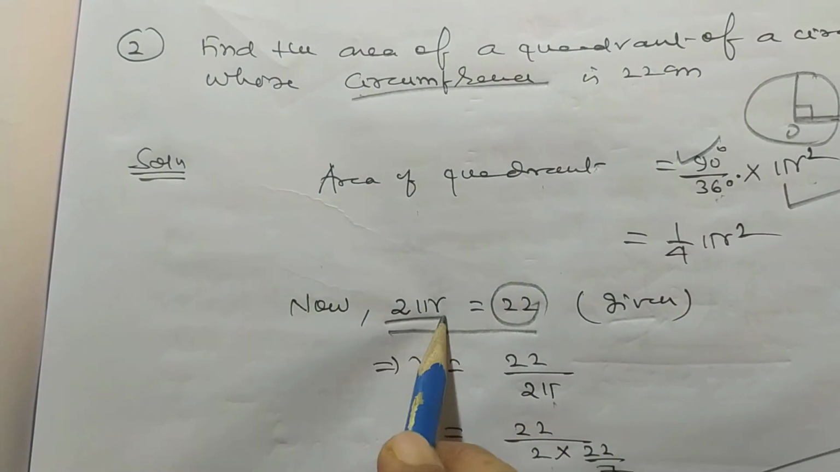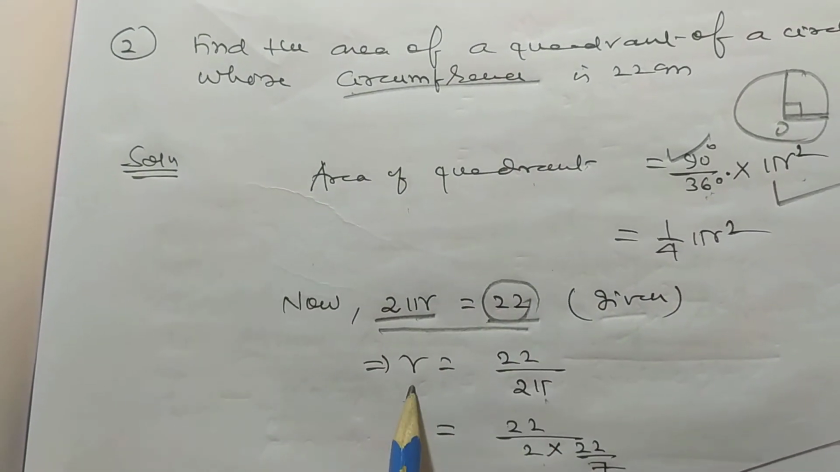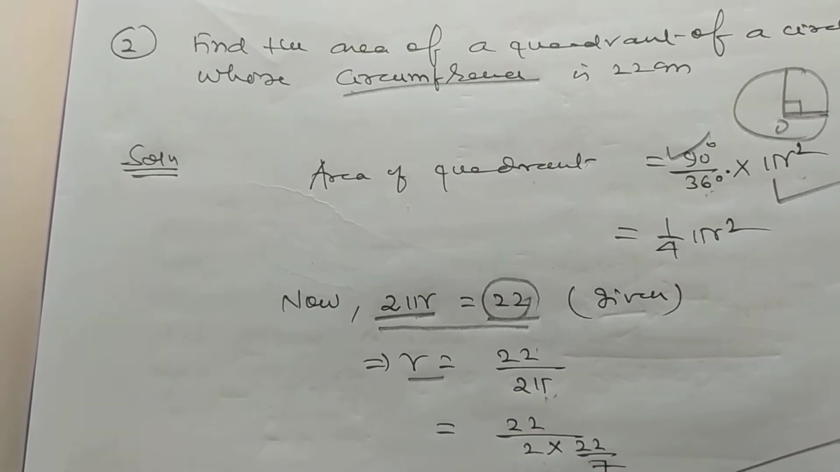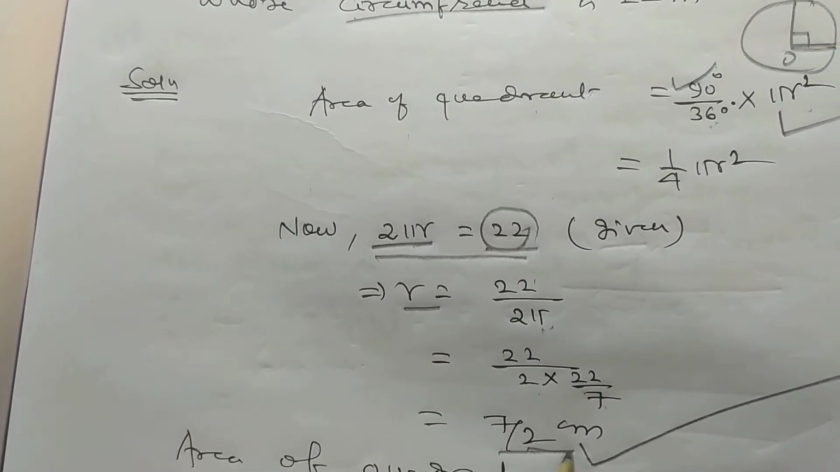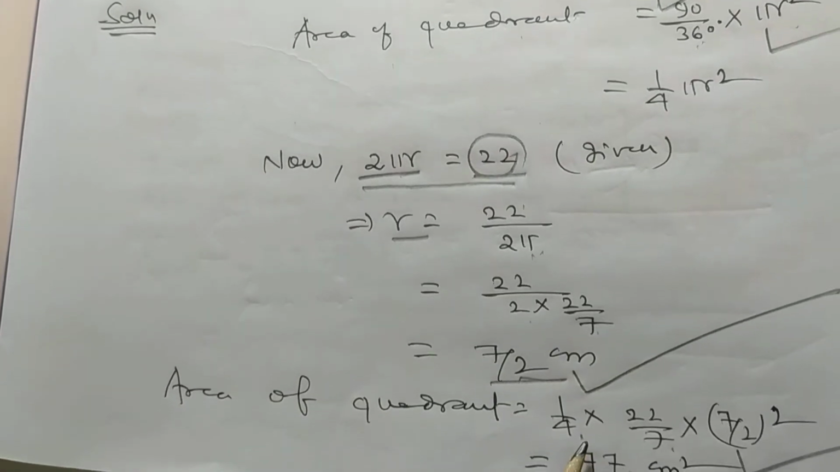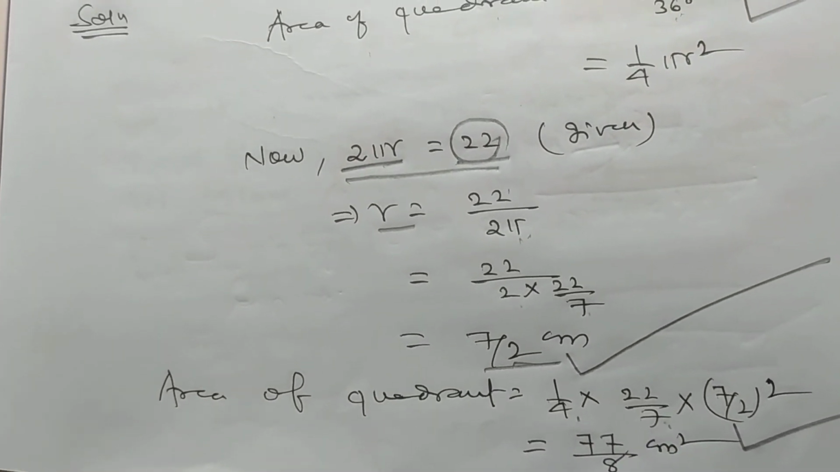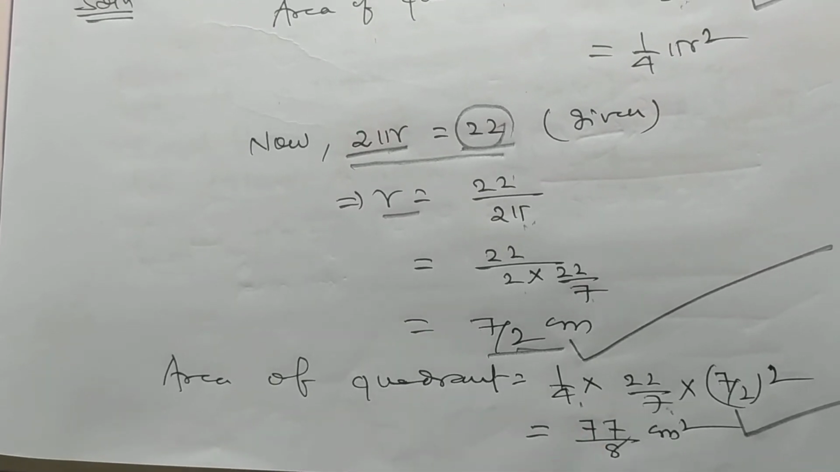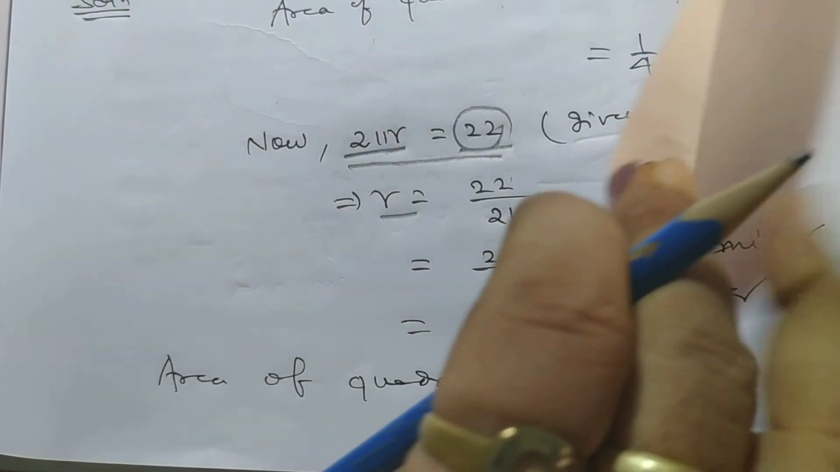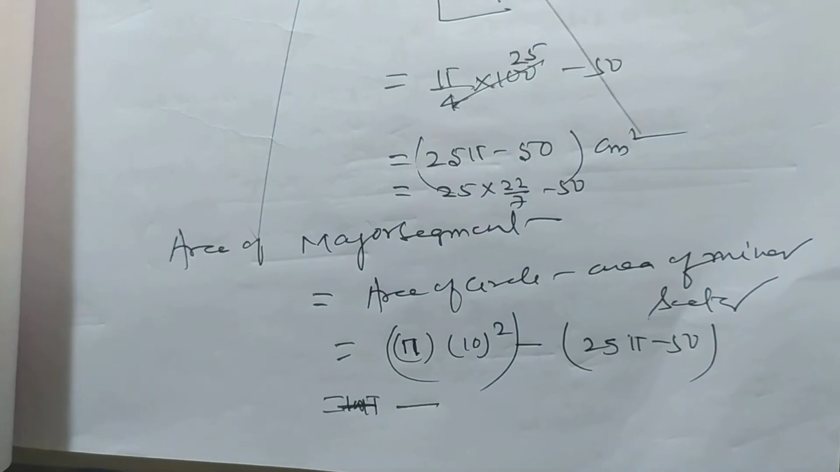So now it is given 2 pi r is equal to 22. R is equal to 22 by 2 pi. So r is equal to 7 by 2 centimeter. So area of quadrant is equal to 1 by 4 into 22 by 7 into 7 by 2 whole square, that is 77 by 8 centimeter square. My dear student, in this way you can solve problem number 2.